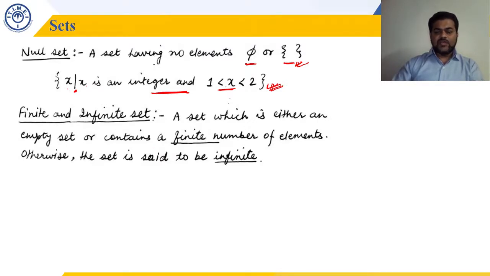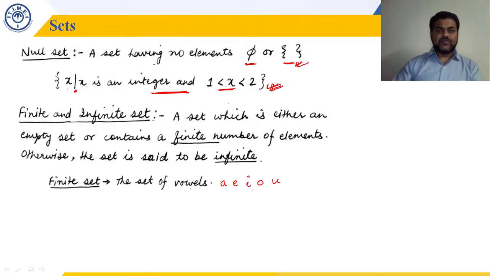Okay, let's look at an example. You will understand it better. Finite set: the set of vowels. In English alphabets, how many vowels are there? A, E, I, O, U. So we have a finite number of elements in this. So this is an example of a finite set.